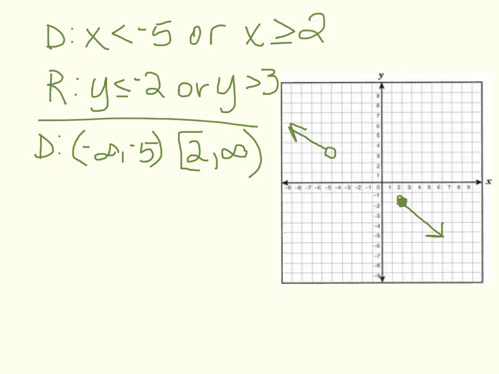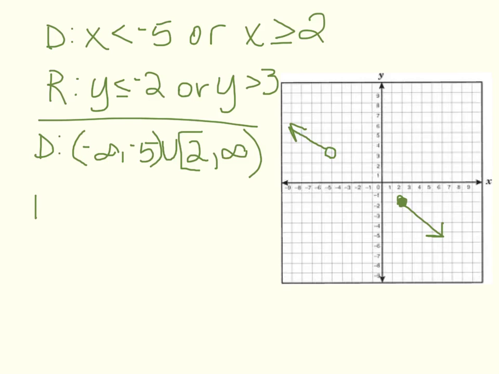Now, instead of writing the word or in between these two, we use something called the union symbol. And basically, it's a U. And so this says that our domain goes from -infinity to -5, or from 2 to positive infinity.